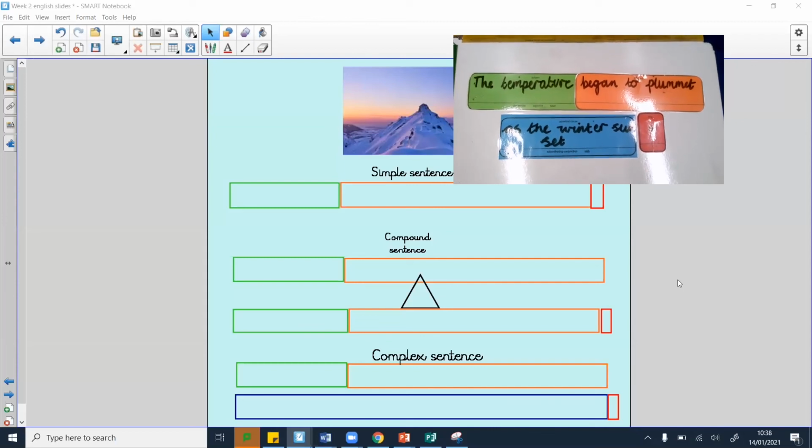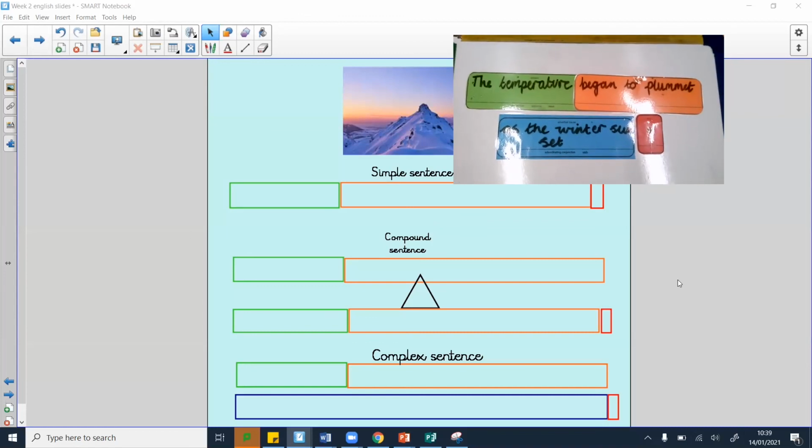Wonderful. Here then, I've had a go at writing a complex sentence. So I've got a main clause and a subordinate clause. The temperature began to plummet is my main clause, made up of my subject and my predicate. As the winter sun set is my subordinate clause. I know it's a subordinate clause because it starts with the subordinating conjunction 'as'. Finally, I'm stopping my sentence with a full stop.